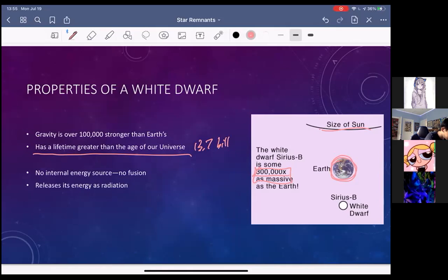As I was saying before, since this white dwarf is just the core of that red giant, it can't really fuse anymore. It's already lost so much mass. It's just this really dense core of carbon, nitrogen, and neon. There's no more burning, no internal fusion at all. So it's just slowly releasing its radiation away.